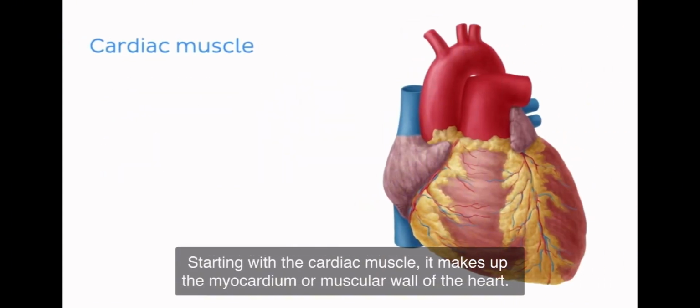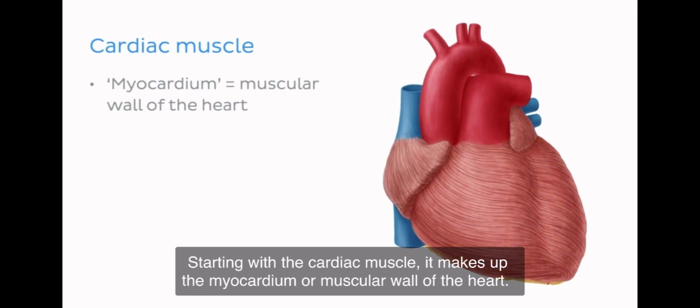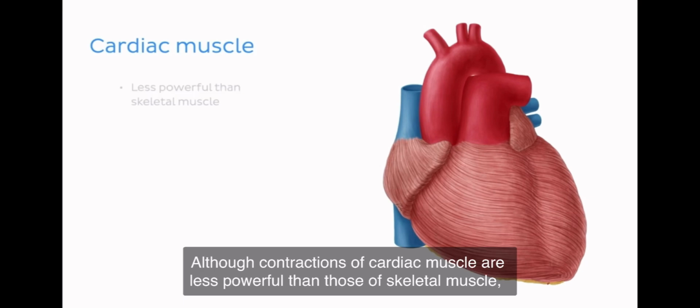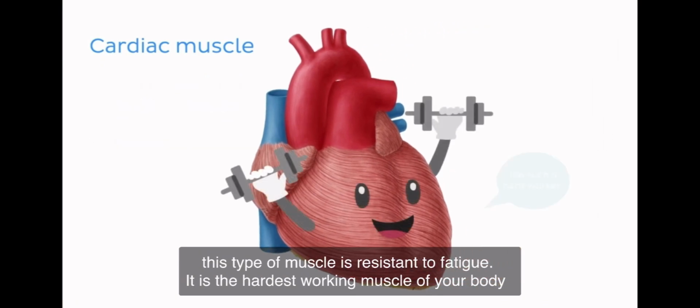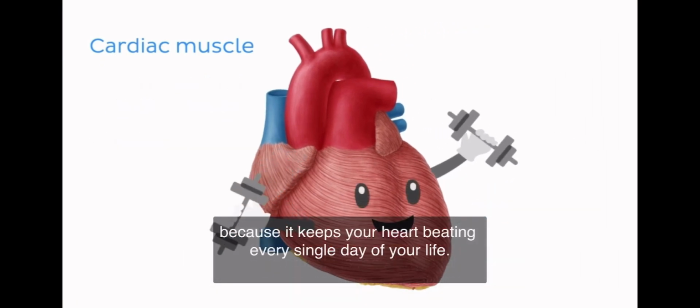Starting with the cardiac muscle, it makes up the myocardium, or muscular wall of the heart. Although contractions of cardiac muscle are less powerful than those of skeletal muscle, this type of muscle is resistant to fatigue. It is the hardest working muscle of your body because it keeps your heart beating every single day of your life.